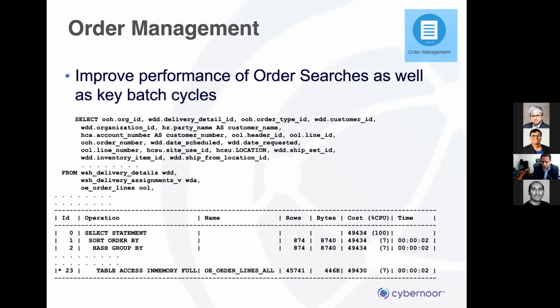So in the execution plan, you'll typically see that row source in memory. So it'll say table access in memory full, and then in this case the order lines table. And then you can see the estimated time of 2 seconds, which is the optimizer estimate. That's actually pretty close to what it actually took.